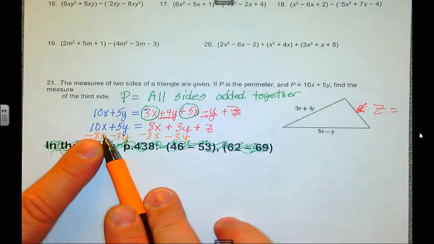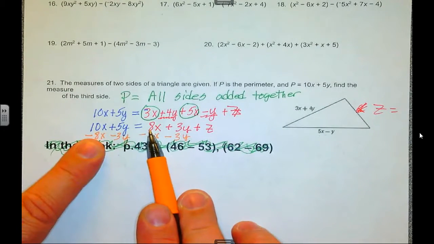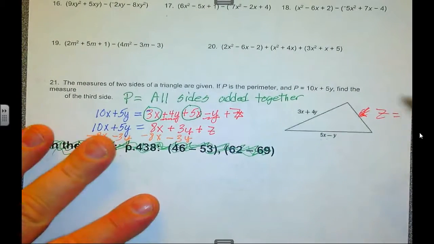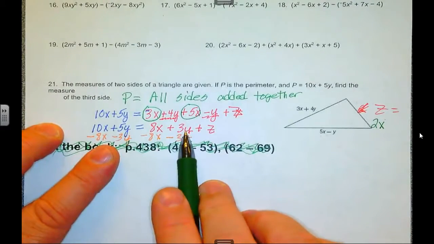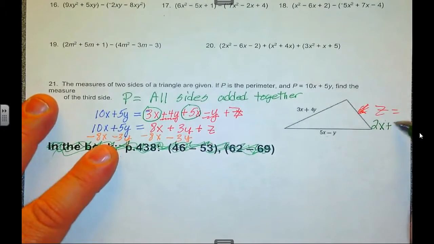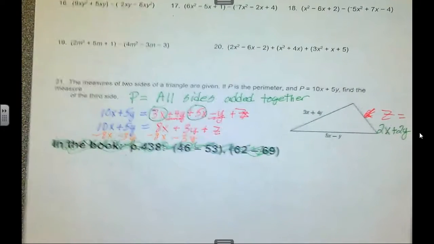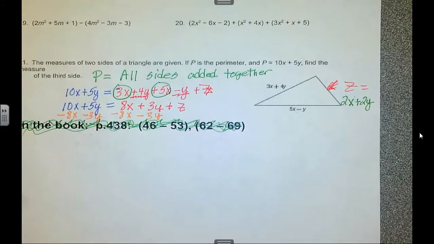But just by looking at it, I can tell. Here I have 10x. Here I have 8x. So how many x's do I need? 2 of them, right? So it's going to be 2x. I have 5y here, 3y here. How many y's am I going to need? 2. That's what I mean, that sometimes you can solve these things easier just by using logic. We're going to get into more perimeter problems later.